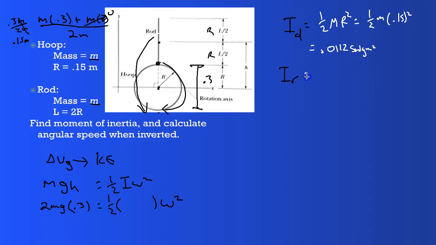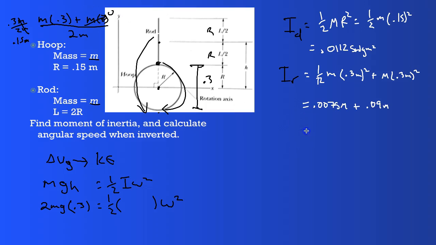Then we'll do this one here for the rod. A uniform rod is 1/12 m times L squared. L in this case is just twice the radius, so that would be 0.3 meters. And because this rod is off center, we're going to have to use the parallel axis theorem. The center of mass is a distance of 0.3 meters away from the axis of rotation. So we're going to have to do plus mh squared, where h is equal to 0.3 meters as well.